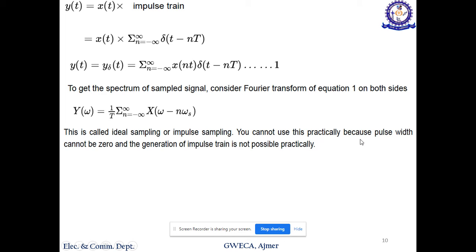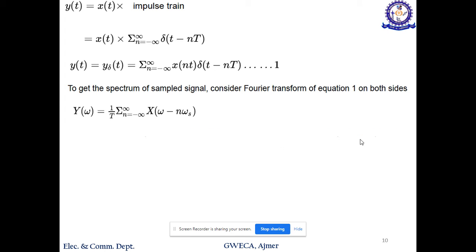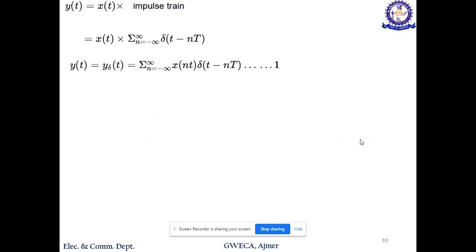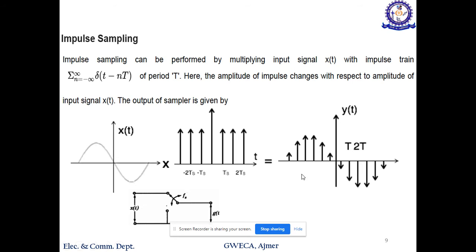The pulse width cannot be zero and generation of the impulse train is not possible practically. What does it mean? It means this pulse width cannot be zero.